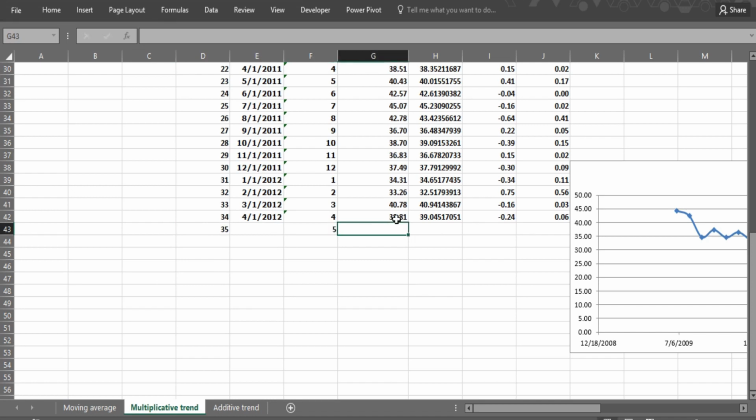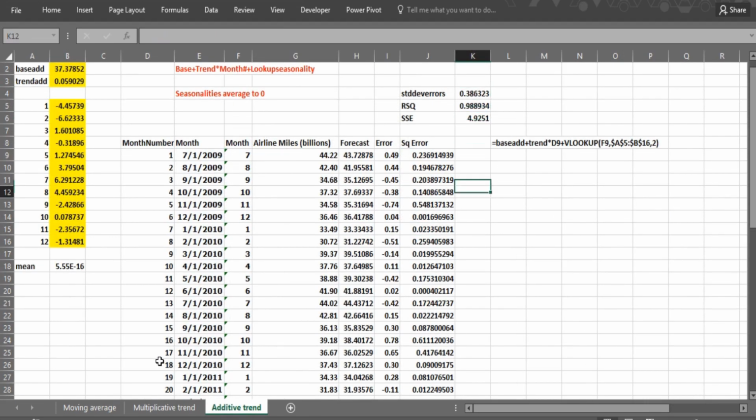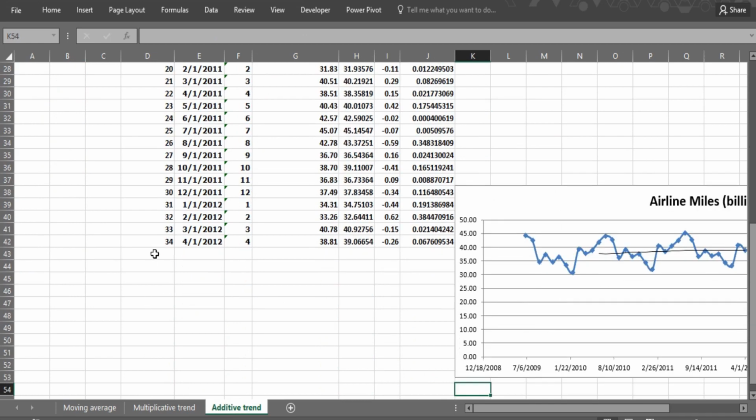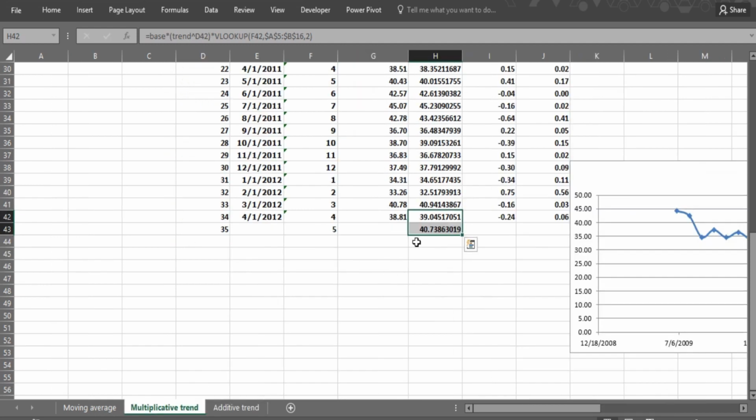If I was going to use this model, I would just drag down the forecast equation and I get the forecast. And in the additive model, if I wanted to forecast the next month, I take 35 there, and that would be May. Then if I drag down the forecast equation, I'd get a forecast of 40.72. Here it's 40.74, not much different.